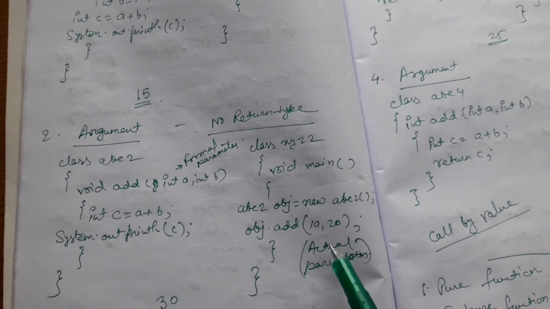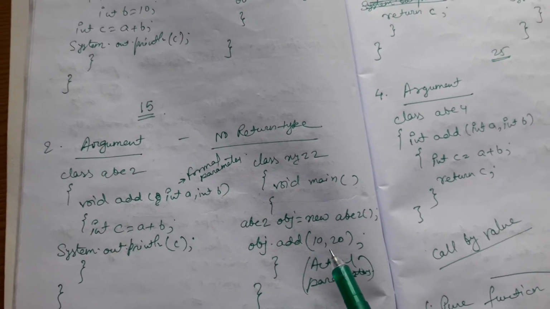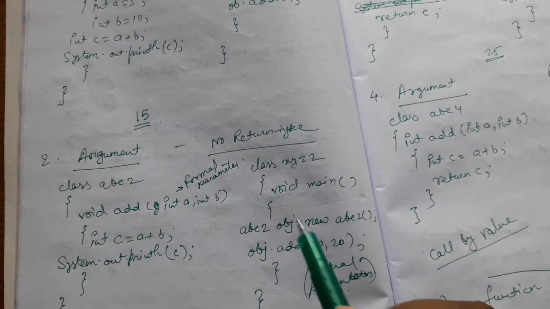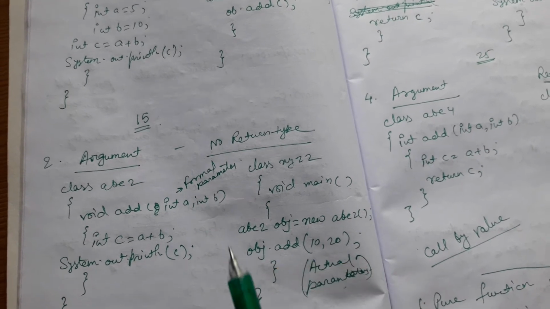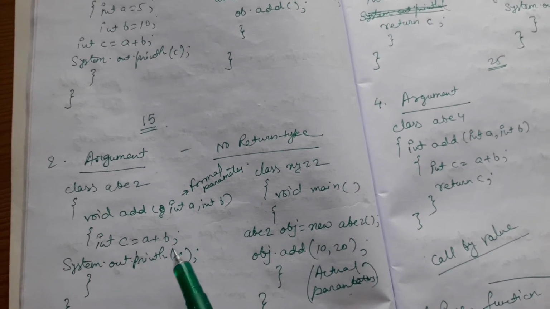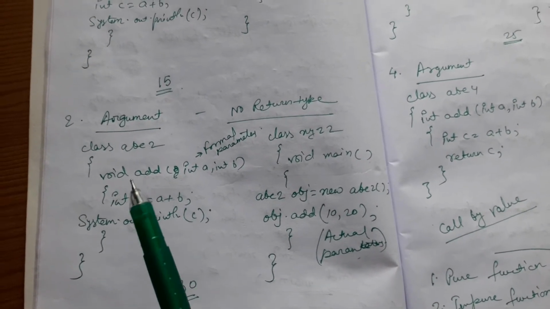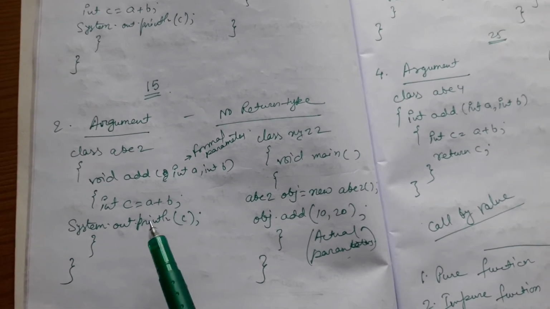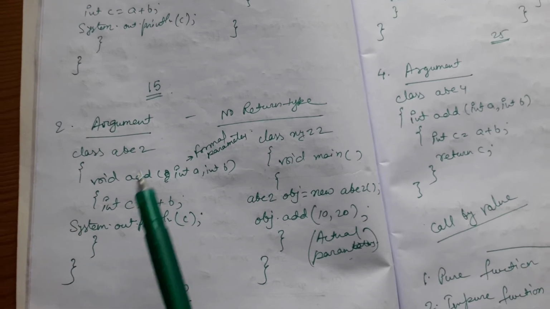So these are called actual parameters, also known as arguments. 10 and 20, these are the arguments we are sending. 10 will be stored in a and 20 will be stored in b, and then the answer will be 30. This is called argument but no return type. You see, we are taking arguments but we are not returning any value, we are only printing.